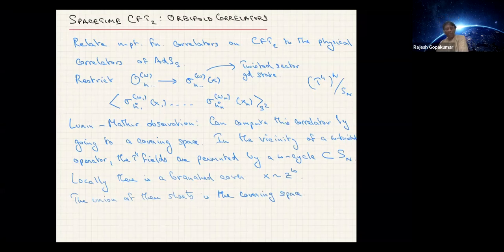In general, you could have different genus covering spaces. At large n, and this is a fact about the symmetric product correlators, only the genus zero covering space dominates. It's a bit the analog of what you have in large N gauge theories, that only the genus zero planar diagrams contribute. And this is somewhat similar to that.